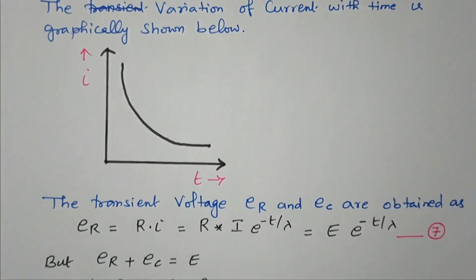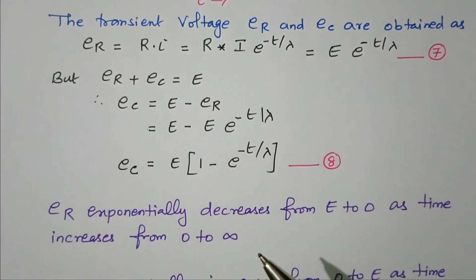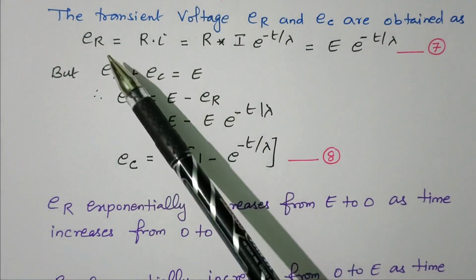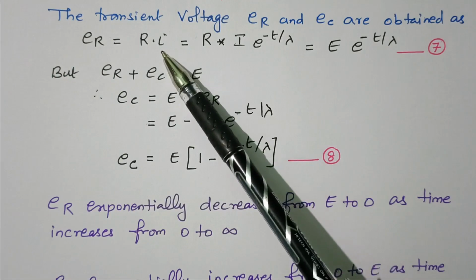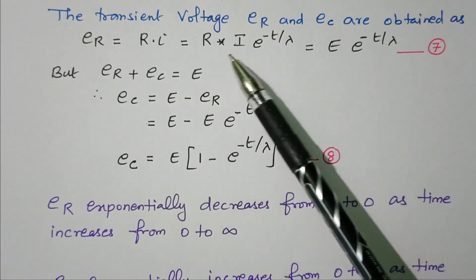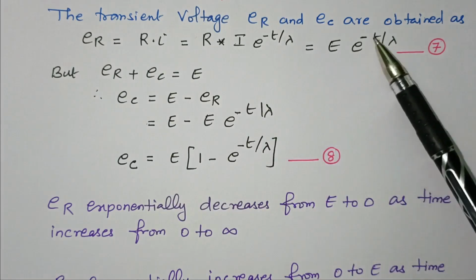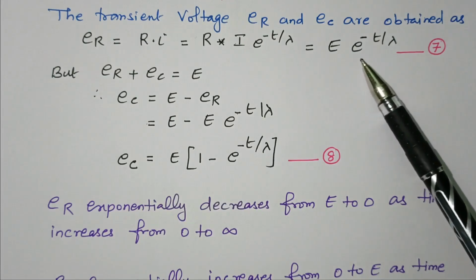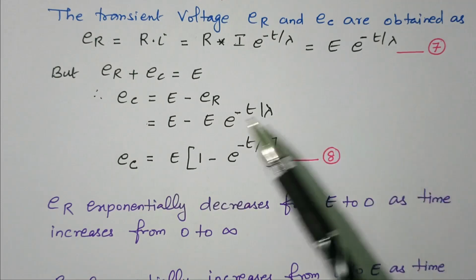Similarly, we can analyze the voltage across the resistor and capacitor, ER and EC. ER equal to R into I, V equal to IR. I is already calculated, I e power minus t by lambda. R into I can be written as E, so E e power minus t by lambda. So this is also decreasing in nature. When the time increases, the voltage across the resistor decreases.